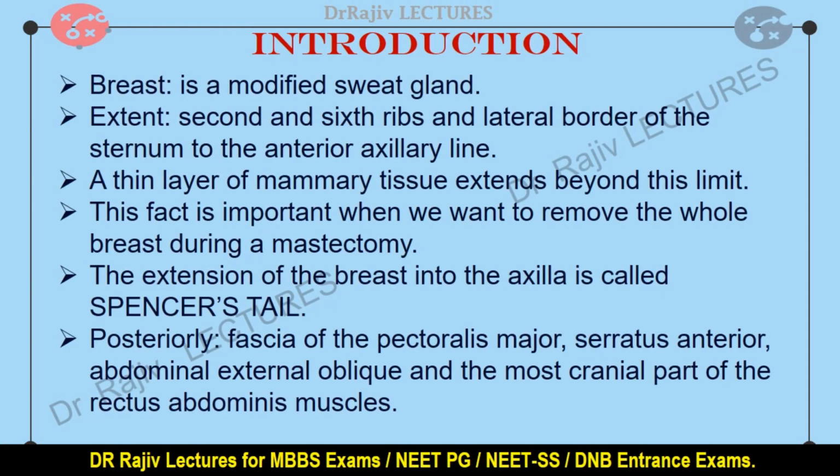The breast is a modified sweat gland. The female breast is situated on the thoracic wall between the second and sixth ribs and from the lateral border of the sternum to the anterior axillary line. However, a thin layer of mammary tissue extends beyond this limit, from the clavicle above to the seventh or eighth ribs below and from the midline to the edge of the latissimus dorsi posteriorly. This fact is important when we want to remove the whole breast during a mastectomy.